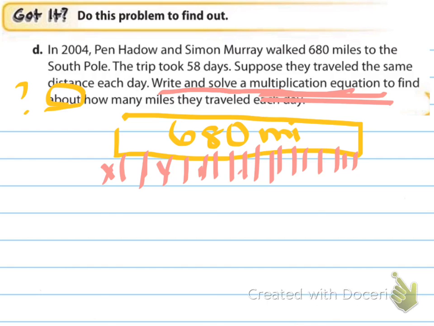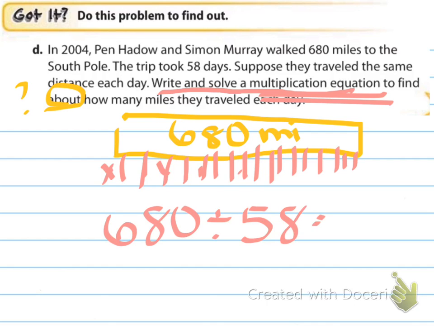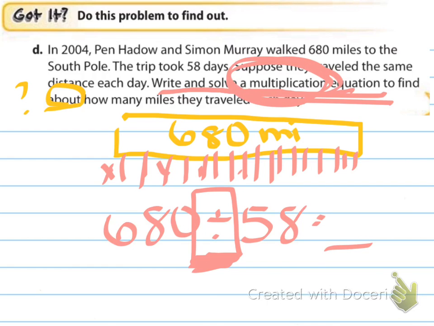A multiplication equation. Yes, I know that we can do 680 divided by 58, and that tells us how far they went in one day. But do you see this right here? This is a division sign. And they said we want a multiplication problem. So we're not doing the right thing. So if we know that this is going to equal this, if I work backwards and I say, okay, y times 58, isn't that going to equal 680? Isn't that how we check a division problem when we get the answer, that we can multiply backwards? So let's set this all up again. Let me start over.